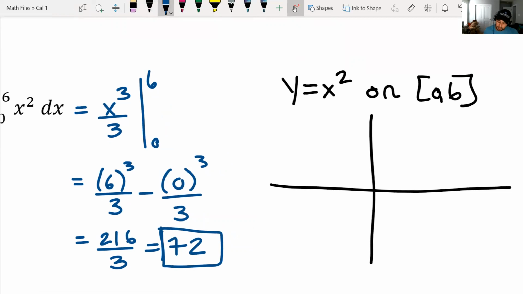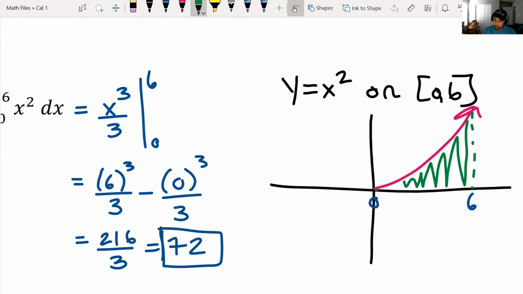So again, here's 0, here's 6, and we know that x squared looks like this. X squared looks like that. So when we're at 6 and we're at 0, we are finding the area underneath this given curve. So all of this area underneath here is 72. And again, I could keep drawing rectangles in there, and I would get the sum is 72.